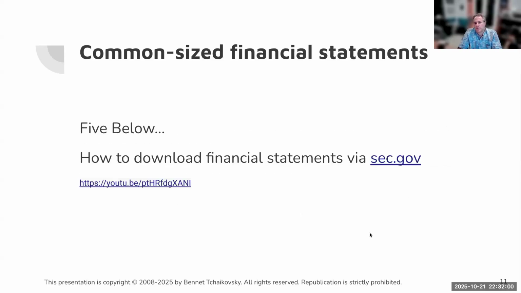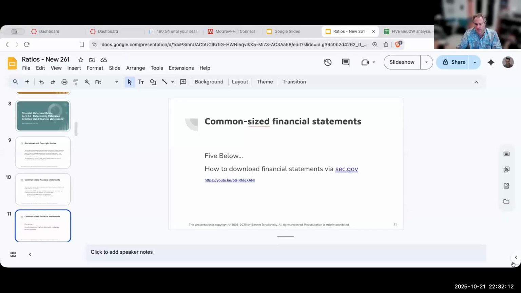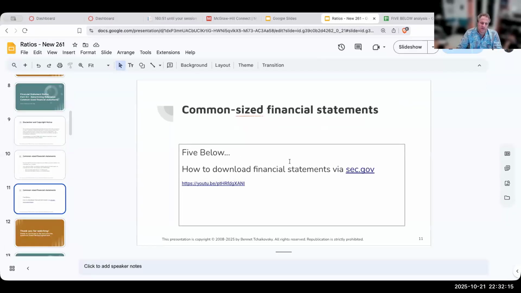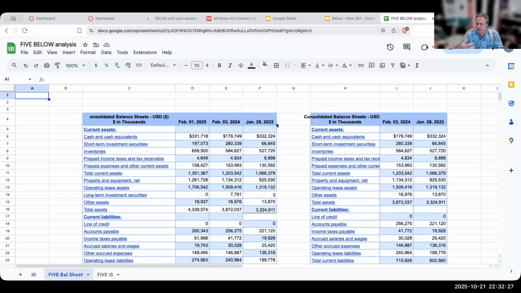Now, I'm going to be doing this for Five Below. I also have a video, which I'm going to post in the comments below, that will walk you through how to download financial statements on SEC.gov, if you don't know how. Note that recently the Securities and Exchange Commission stopped having Microsoft Excel files available, so we're going to be doing these different items on our own.